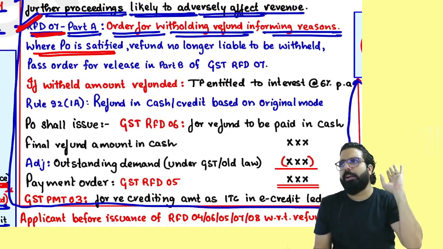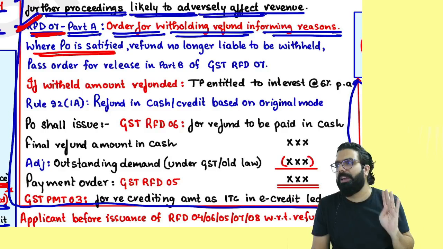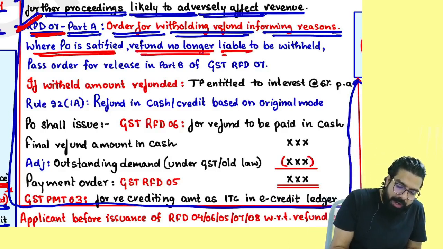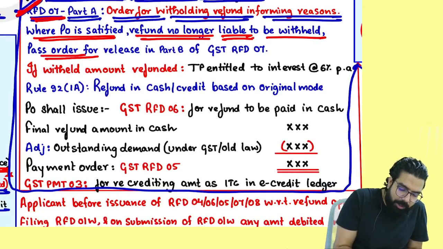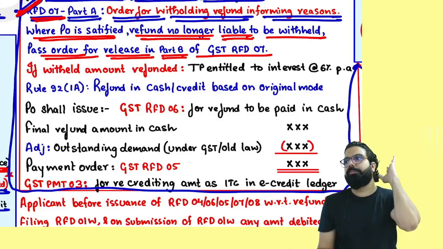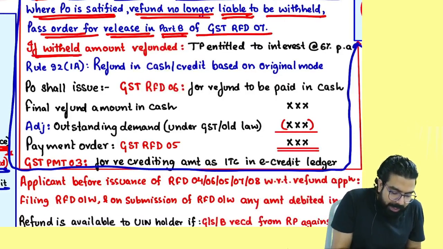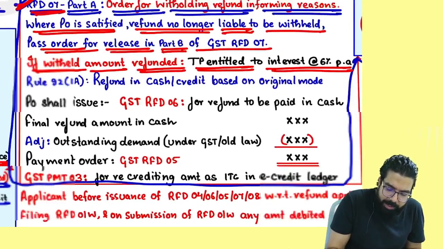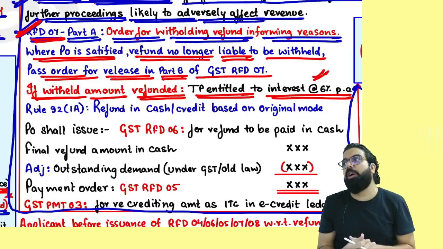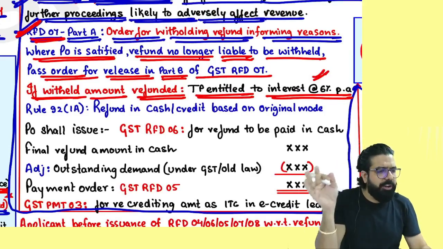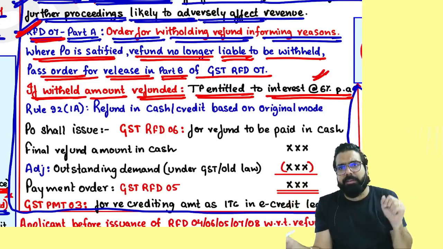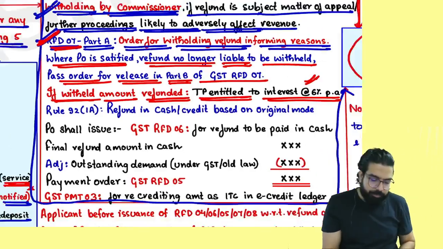You went ahead and filed your return, or the commissioner lost in the appeal. Then, where the proper officer is satisfied that the refund is no longer liable to be withheld, they will pass an order releasing the refund in Part B of GST RFD 07. If the withheld amount is refunded, the taxable person will be entitled to interest at the rate of 6%. I will say, you did not refund my amount within how much time? 60 days. You are giving me after 60 days, I want interest.